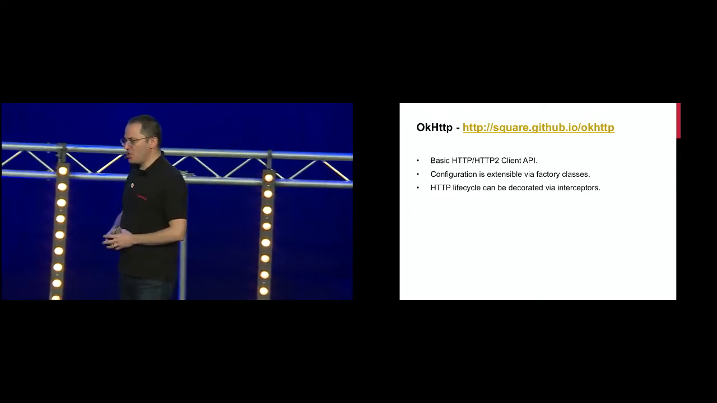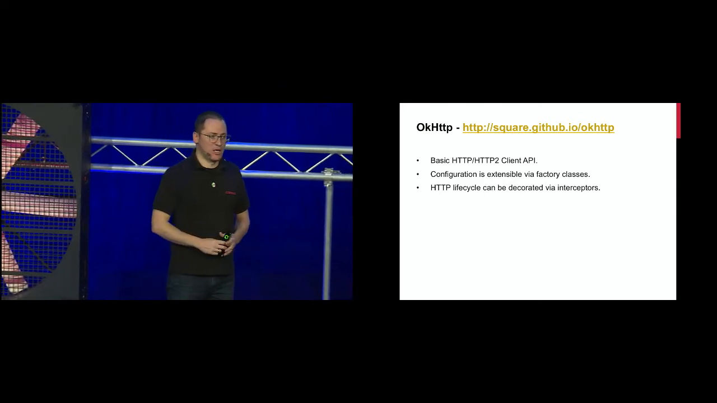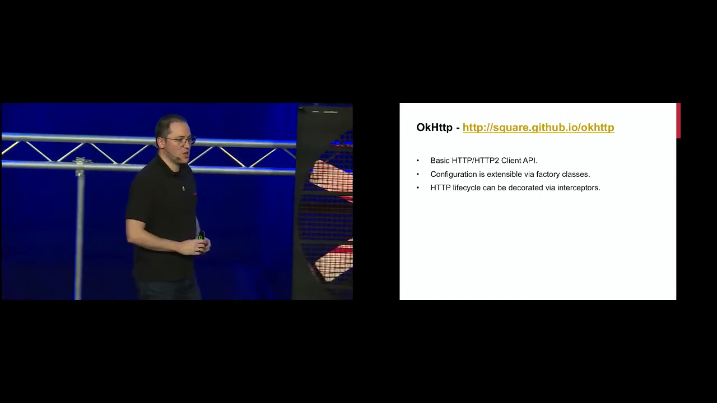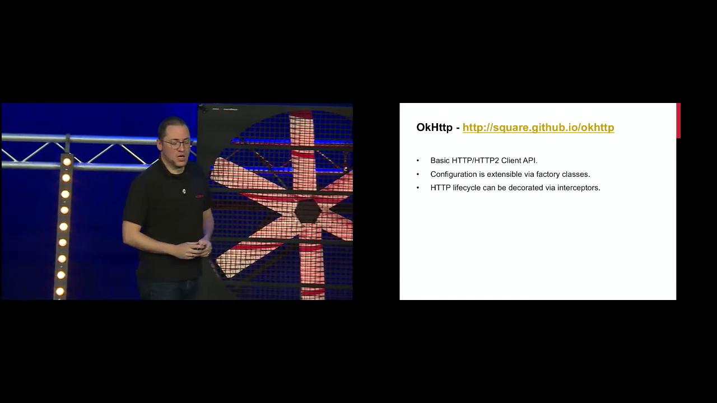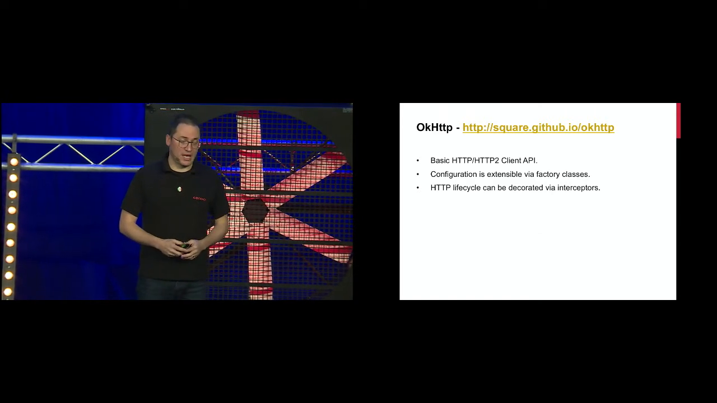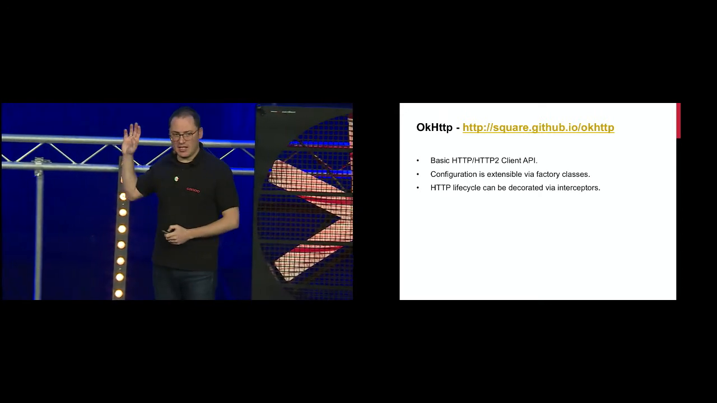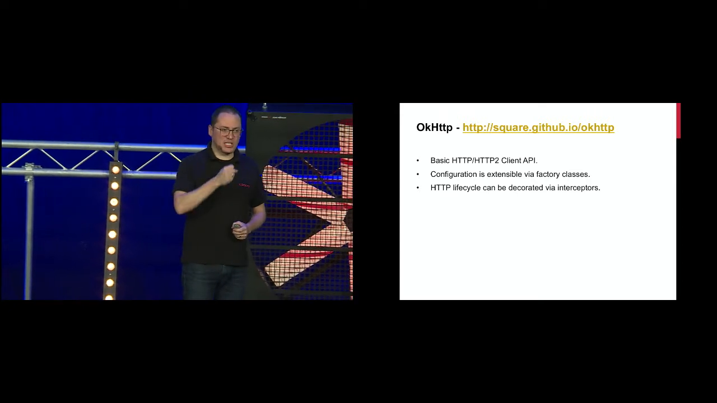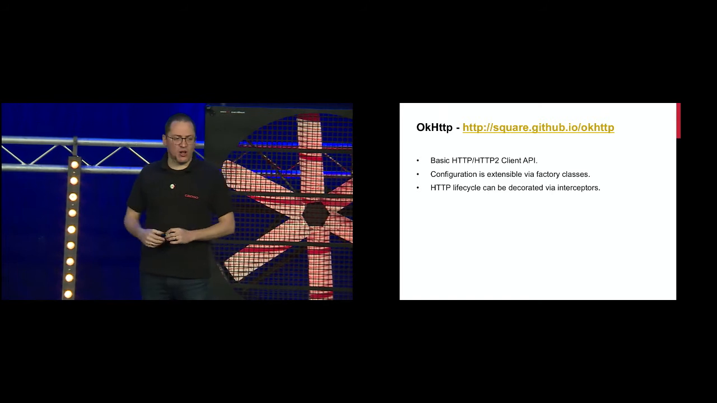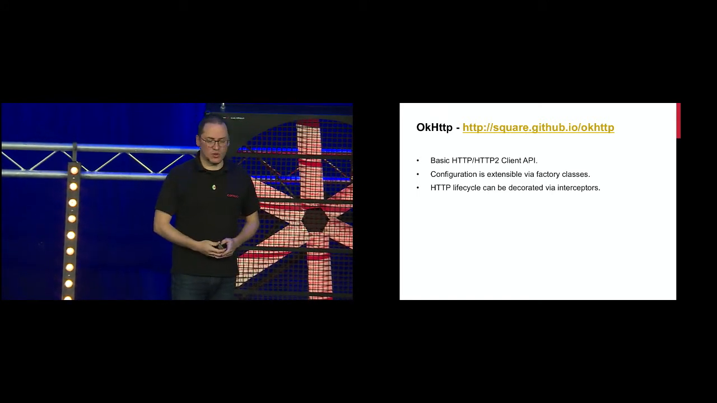It is a basic HTTP client, but it's also a basic HTTP2 client, which should be very important in this time and age also. HTTP2 is the future. OkHttp is one of the first projects that supports HTTP2 already. Configuration is extensible via factories, and we're going to see that in just a moment, how we can translate the JSON using OkHttp. And the life cycle of all the HTTP calls is also reachable to you via a set of interceptors that you can define.